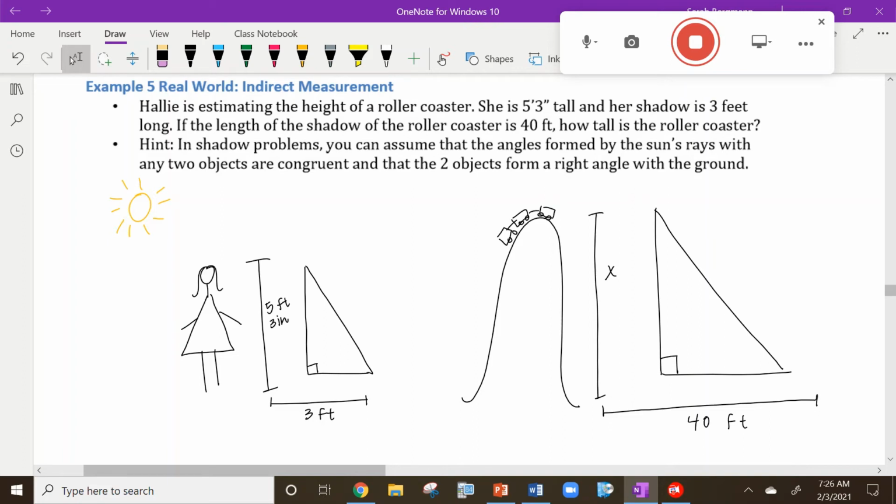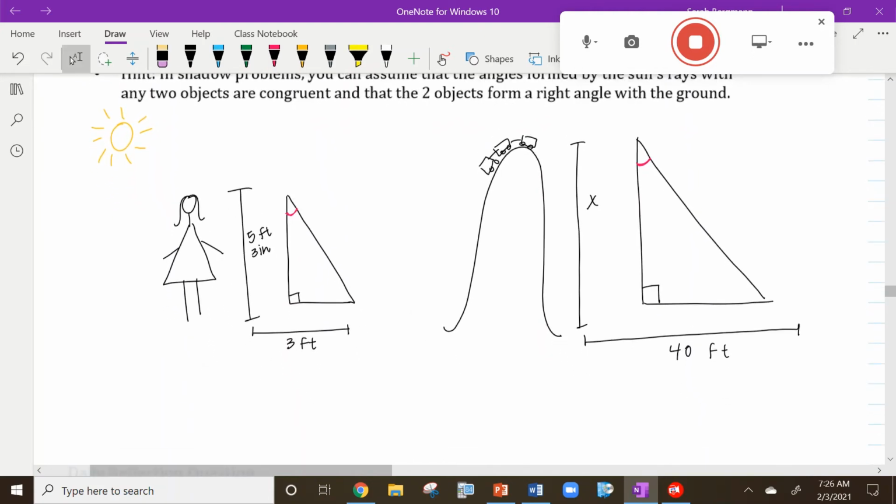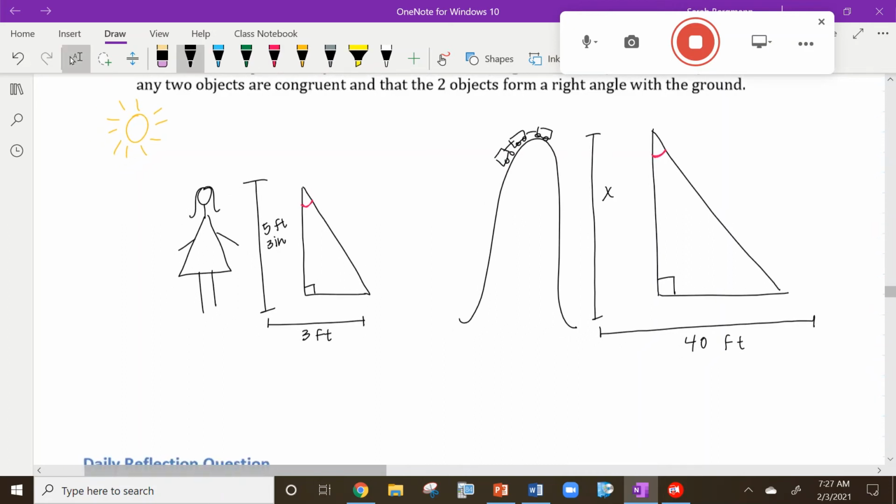As a hint, in shadow problems, you can assume that the angle formed by the sun's rays with any two objects are congruent. So what that means is that this angle is congruent to this angle, and that the two objects form a right angle with the ground. So based on the fact that those angles formed by the sun and the right angles are congruent, we can say these triangles formed by the objects and the shadows have to be similar because they have two angles that are congruent. That's the angle-angle similarity postulate.